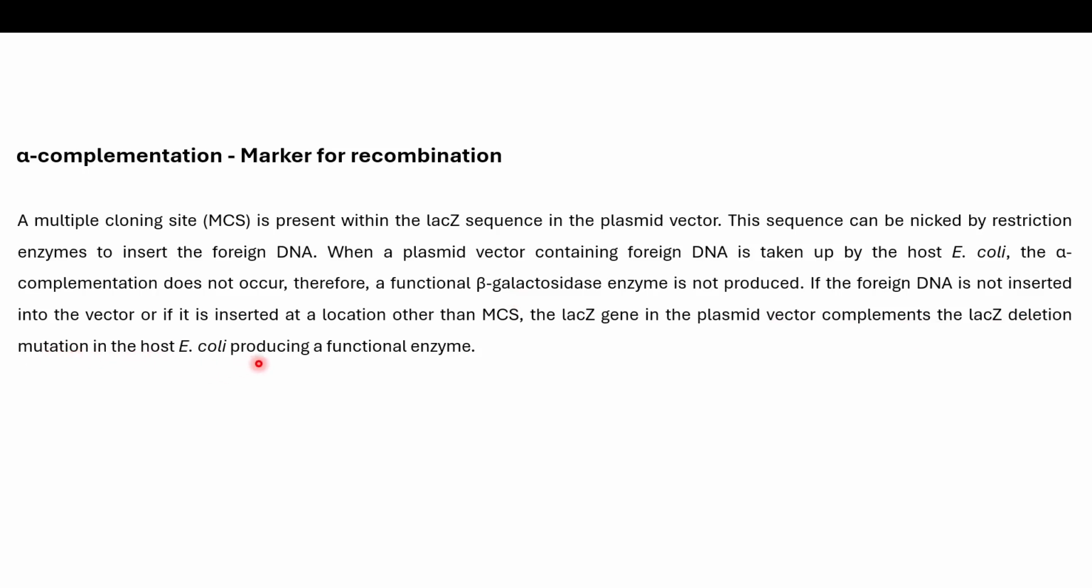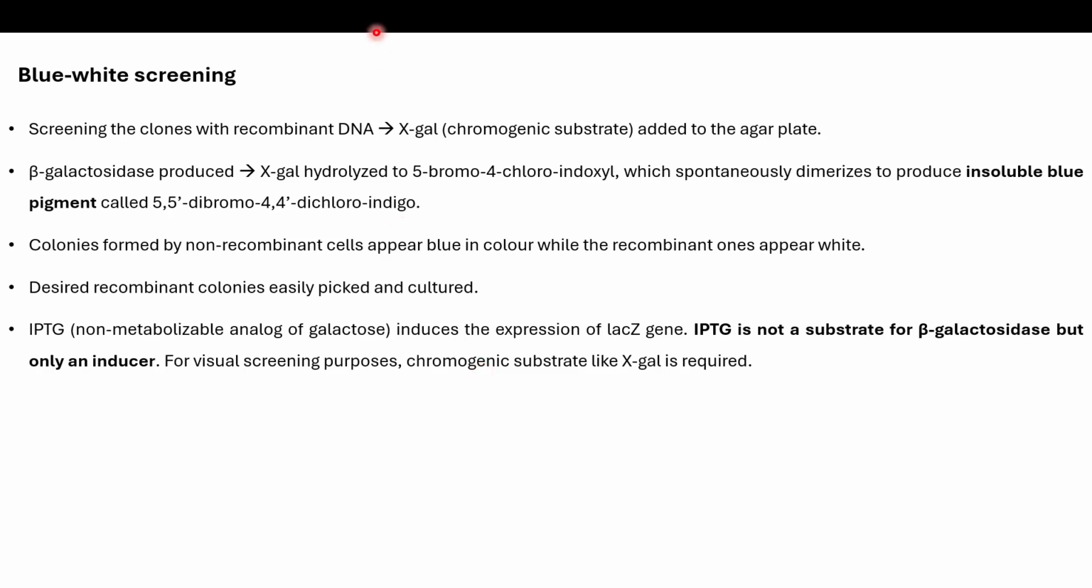coli cells, which produce the omega peptide. So together alpha and omega peptides produce a functional beta galactosidase enzyme. Another thing is blue-white screening. So screening the clones with recombinant DNA, where a chromogenic substrate called X-gal is added to the agar plate.